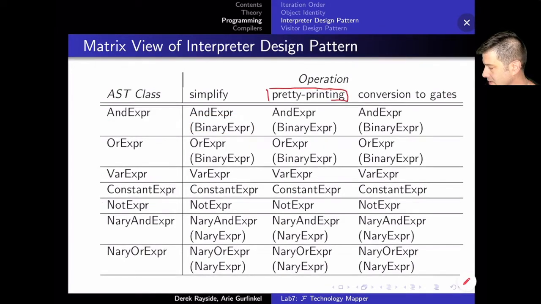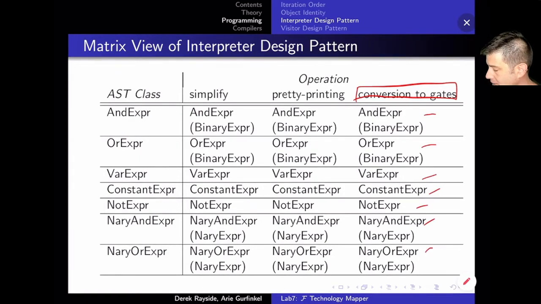Then, in addition to simplifying, we want to do pretty printing. Again, if we use the same design pattern, we put code in every expression. If we want to convert to gates, which is the technology mapper, well, then again, we would have to say, how do we convert an AND expression, an OR expression, of our expression? And we go and we add a function everywhere. Okay? And you'll see that quickly, this gets a little bit out of control.